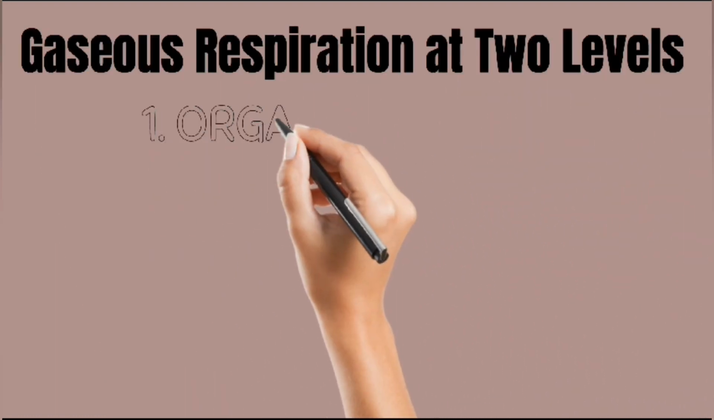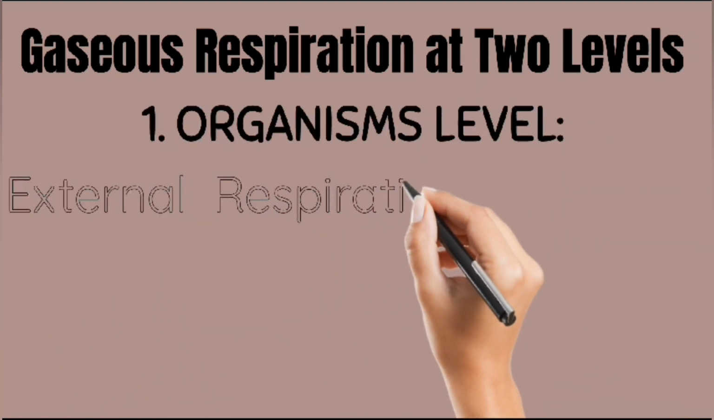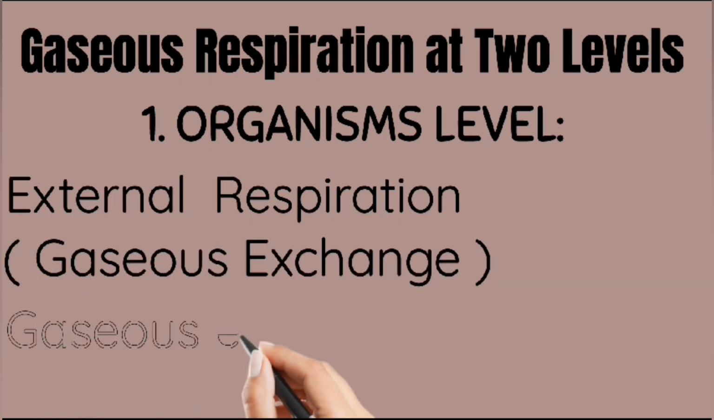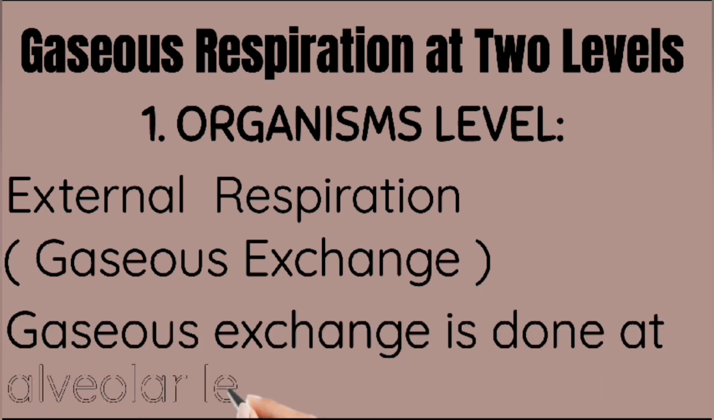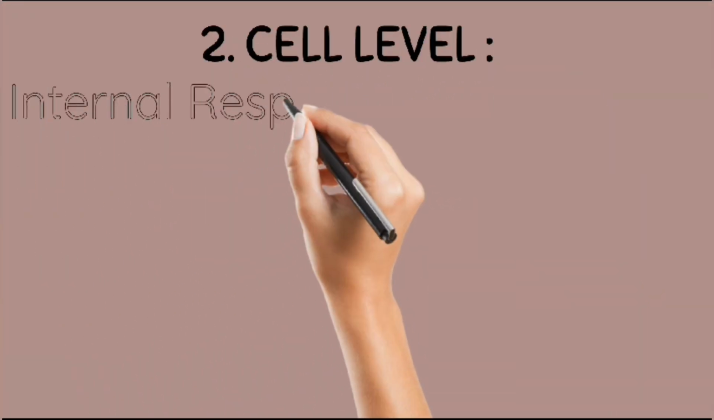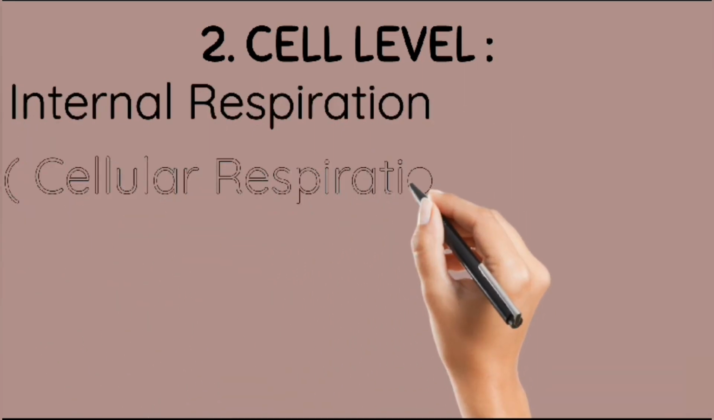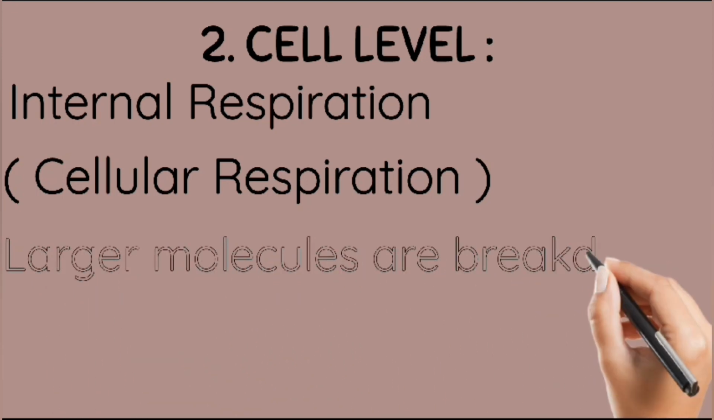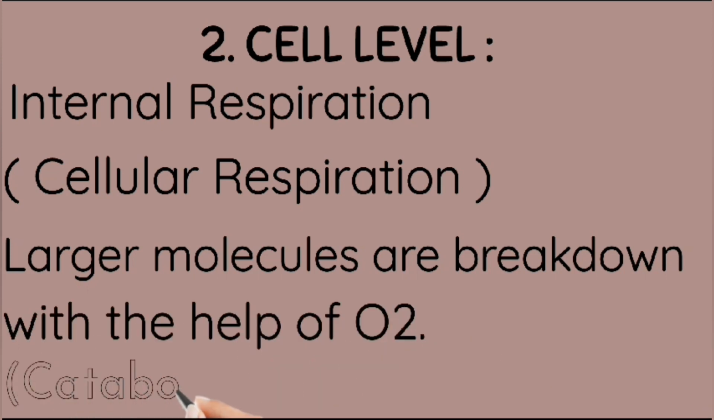Number one level is the organism level, which is called external respiration, as well as gaseous exchange. And this gaseous exchange of gases occurs at the alveolar level, whereas the second is the cell level, which is called internal respiration or gaseous exchange, or cellular respiration. It includes the breakdown of larger molecules into smaller ones with the help of oxygen, and it produces water, carbon dioxide, and energy, which is called catabolism. The process and the phenomenon is called catabolism.